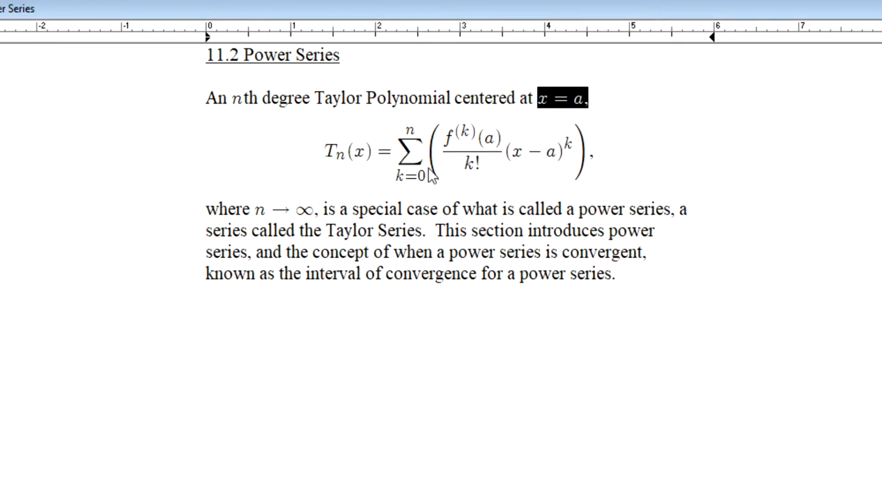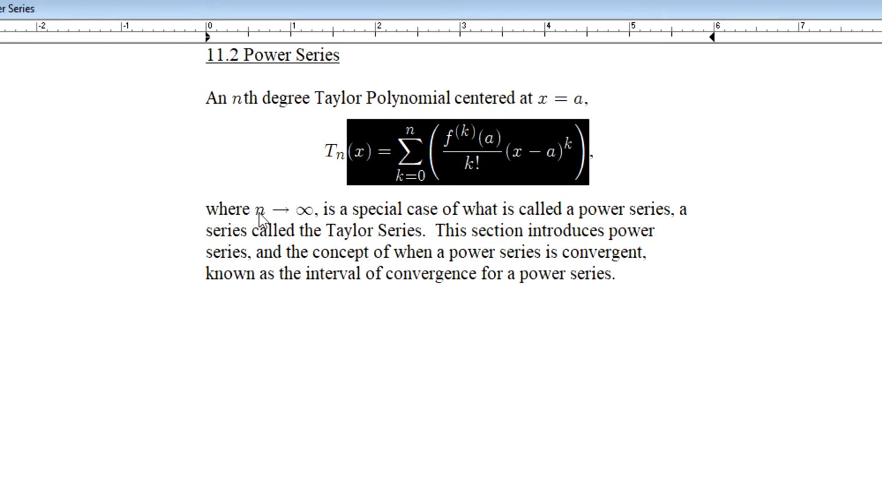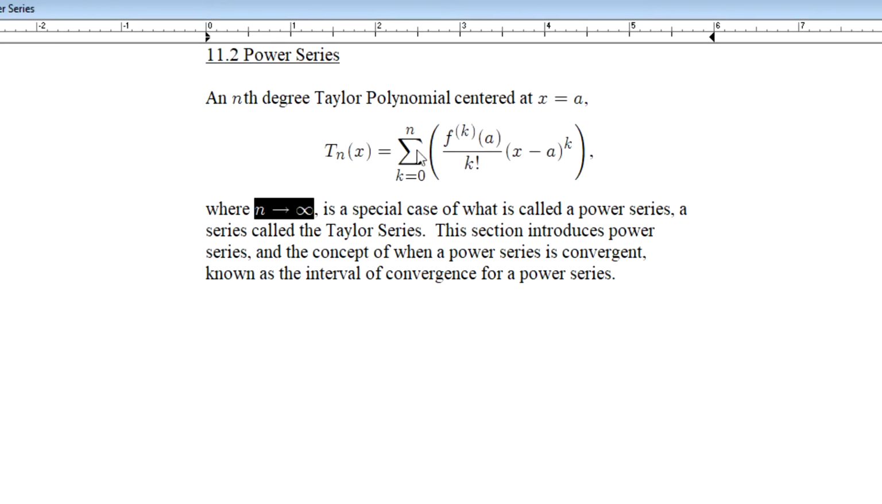And if we consider the case of an nth degree Taylor polynomial where the value of n heads off to infinity, it's going to be a special case of what is called a power series, right? If n gets replaced with infinity in our Taylor polynomial, we'll have a special kind of power series known as a Taylor series, right?